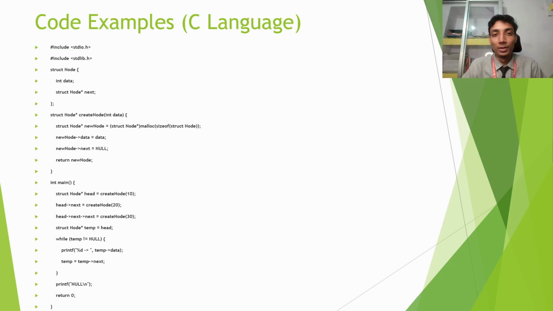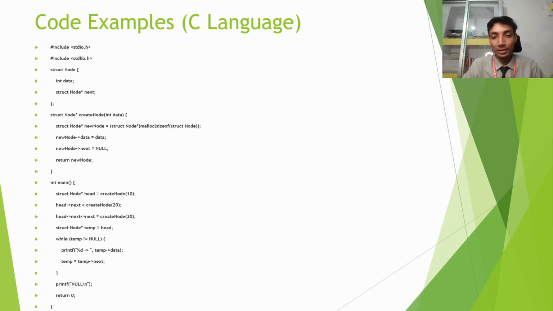Code example. Now let's look at a simple implementation of a singly linked list in C. First, we define a structure for a node which contains two main components: an integer data field to store the value, and a pointer to the next node named next.